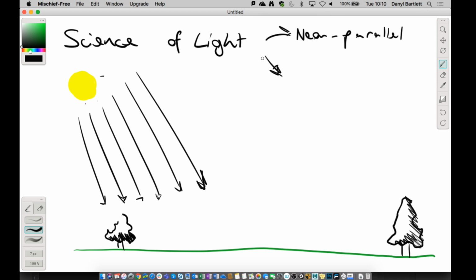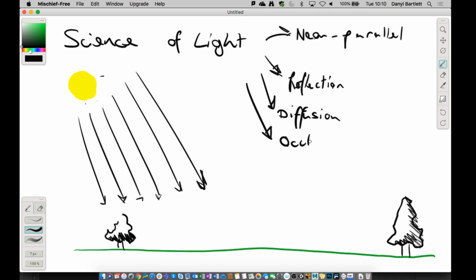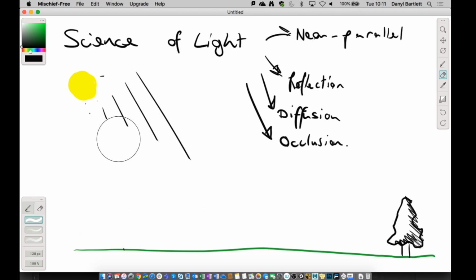So if that's the first truth, the second set of truths are around reflection, diffusion, and occlusion. Now, if you have done any stuff in 3D, you should be fairly familiar with these things, especially if you're a modeler or if you build shaders, or even if you're just interested in lighting and rendering.